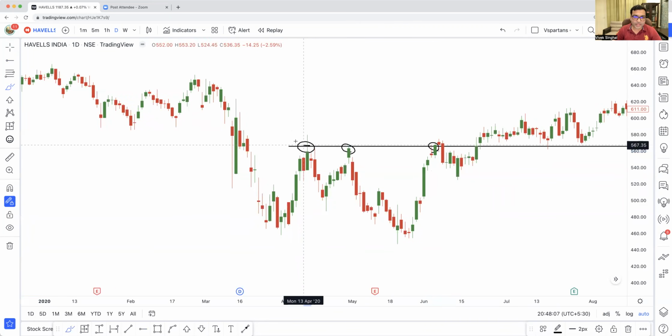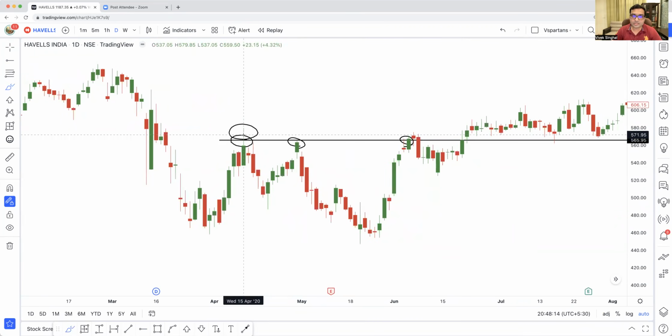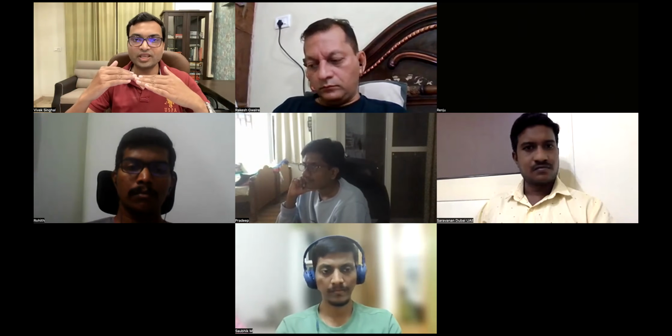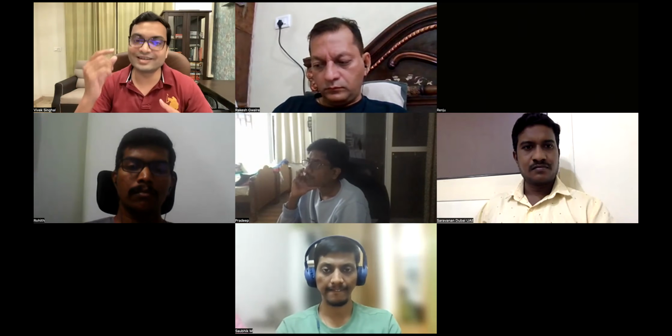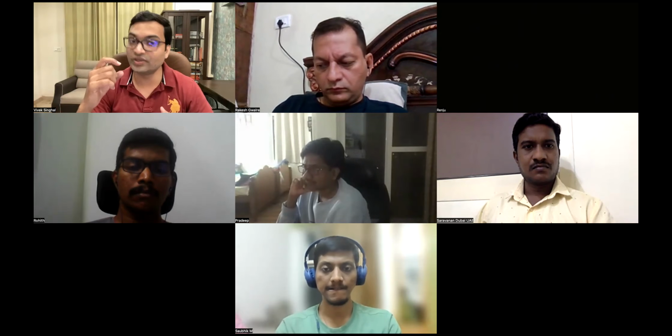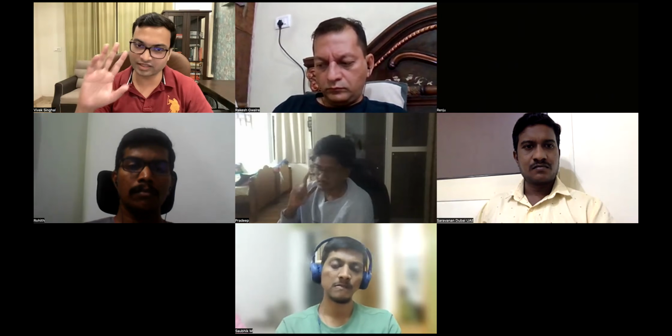Here this wick is crossed, we ignored. While drawing this neckline, we ignored this wick. We ignored this red candle. We need to adjust a little bit, right? But we cannot ignore a green candle. The body of a green candle, we cannot ignore. You're getting this point?